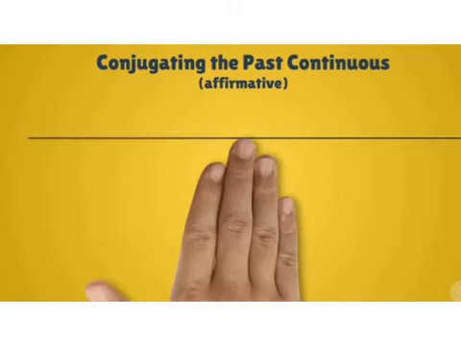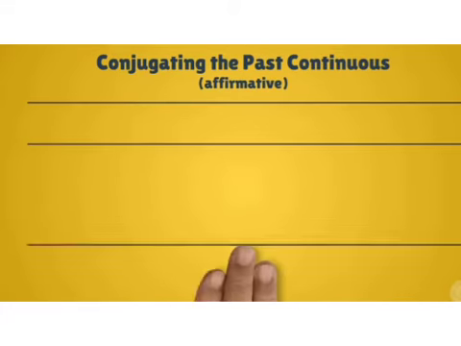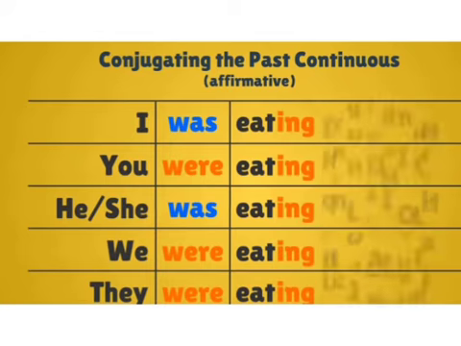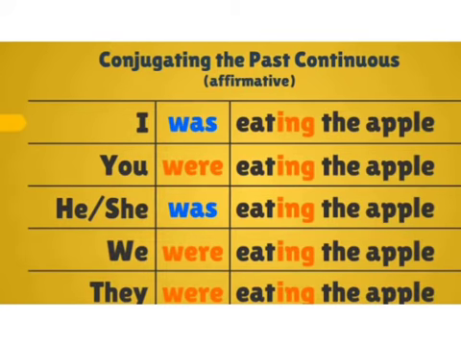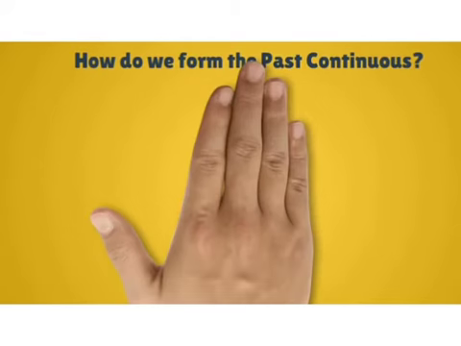Let's conjugate the past continuous affirmative sentence. So let's consider the first sentence. I is singular. So I was eating the apple. You were eating the apple. Next one, he or she was eating the apple, that is third person singular here. Next one, we were eating the apple. We is plural here, so we are using were, and they were eating the apple. Again, there is a plural, so we get they were eating the apple.